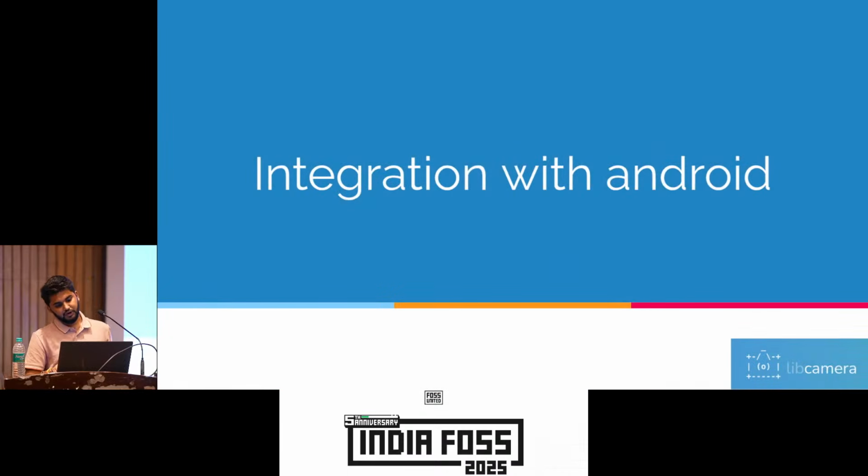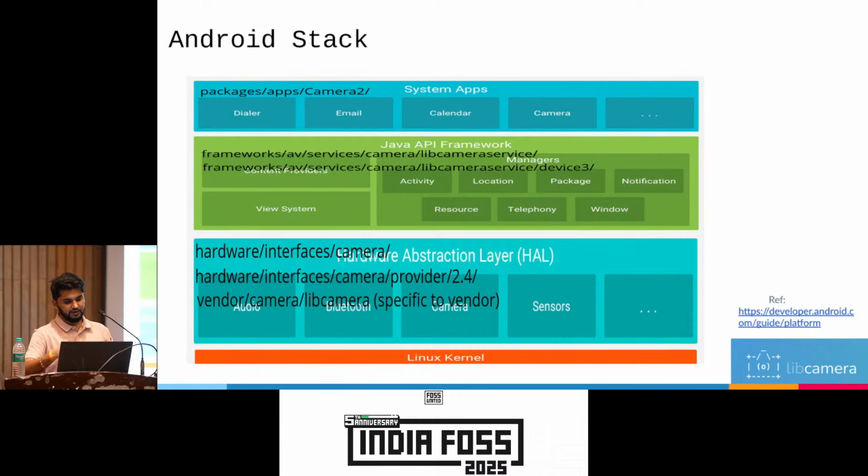Now, what does it take to integrate it with the Android architecture? This is how the Android stack looks like. I'm not going much deeper into it, but say you have a camera app, then there are the framework APIs, and we have the hardware abstraction layer. This is where Libcamera comes into action, at the HAL layer. The camera app and the Java APIs are not going to change when we are integrating Libcamera.